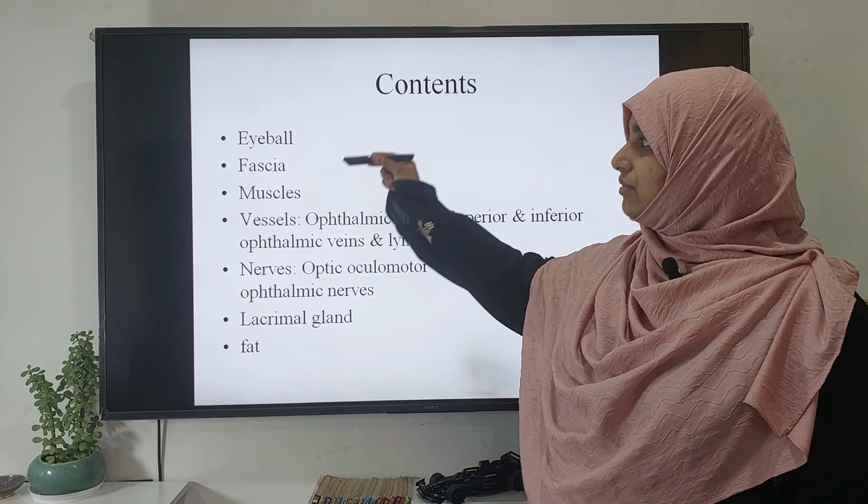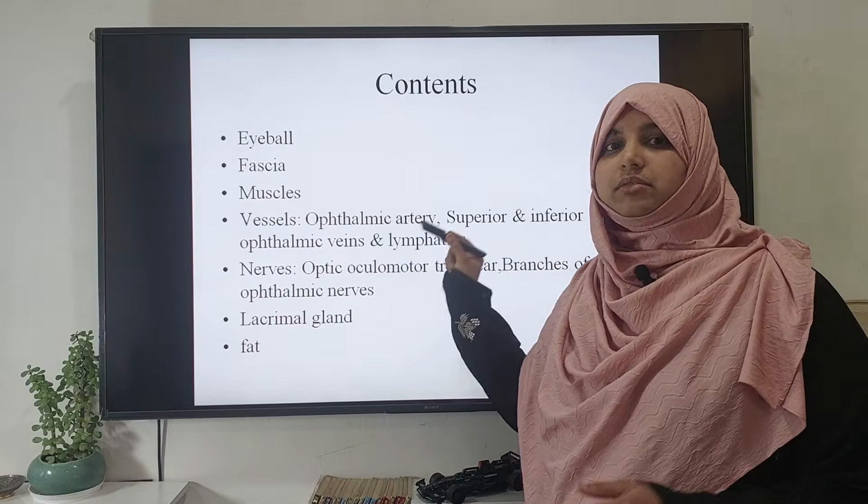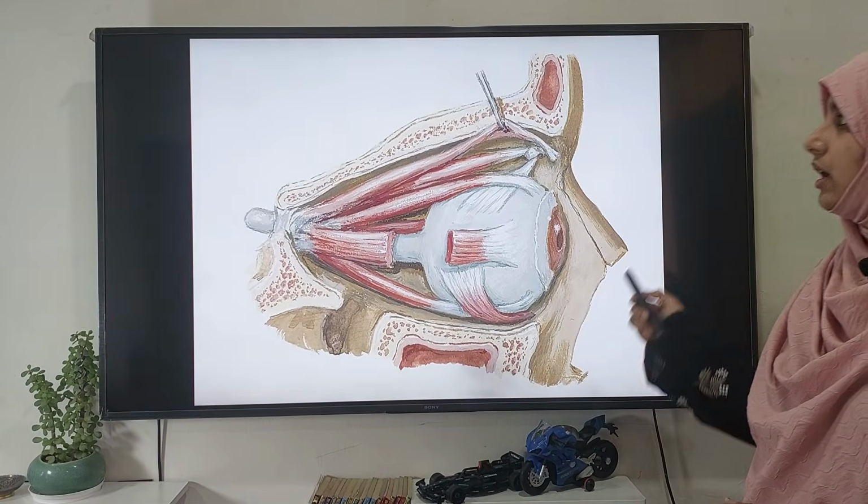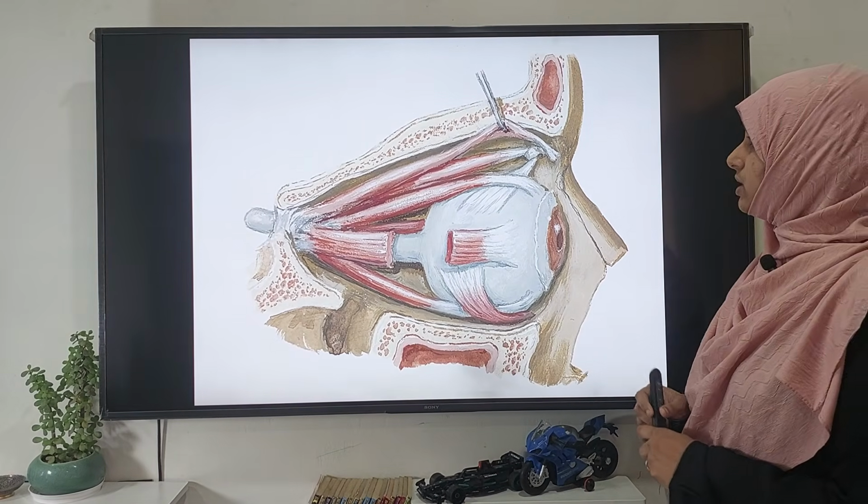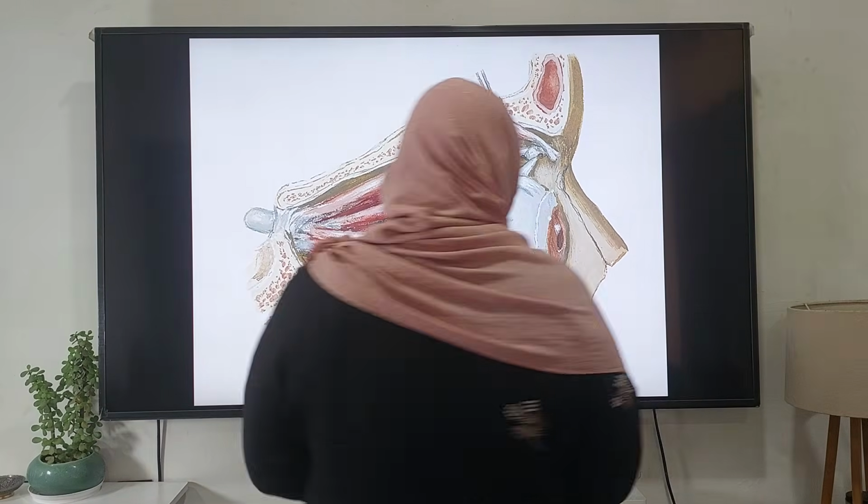Next, within the orbit, these are the different contents we are going to learn about. There are the eyeball, fascia, muscles, vessels, nerves, lacrimal gland, and fat. Here, this is an overview image where you can see this is the right eye.